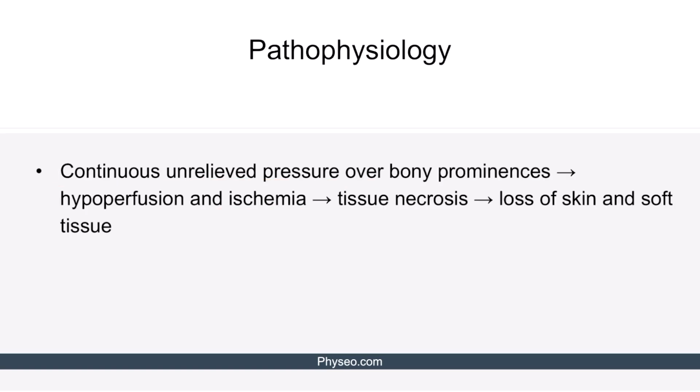The pathophysiology of pressure ulcer stems from the continuous pressure, as we previously mentioned, particularly over bony prominences. This constant pressure leads to hypoperfusion and ischemia and can eventually progress to tissue necrosis that in severe cases can lead to loss of skin and soft tissue.